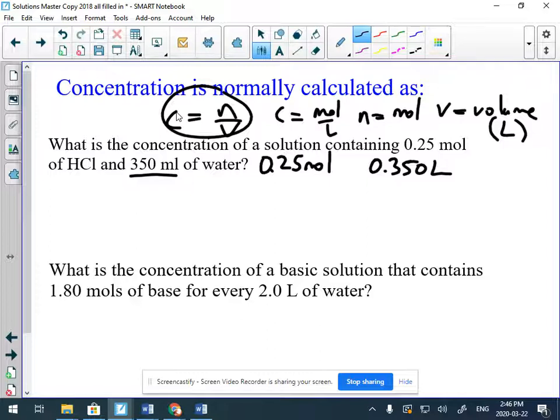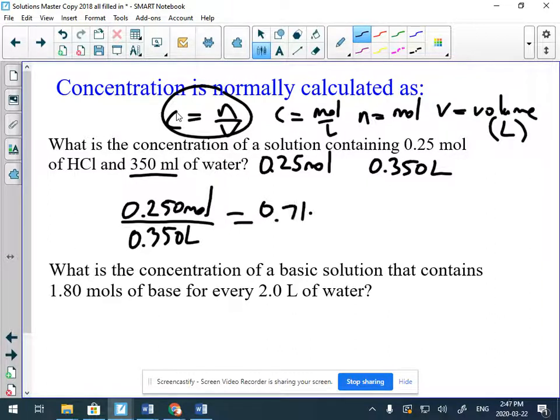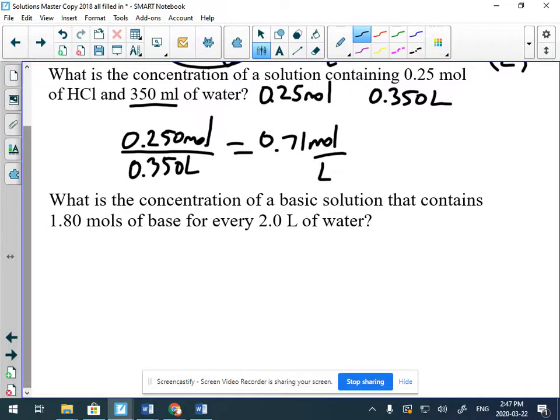So to get concentration, I'm just going to go 0.250 mole, oh, look at that, I threw an extra zero in there. It doesn't much matter. Over 0.350 liters. So we divide those two, and we're going to get concentration, because moles divided by liters gives us moles per liter. That gives us, rounded to 2 sig figs, 0.71 mole per liter. Super easy, right? We're basically just taking one number and dividing it by the other.